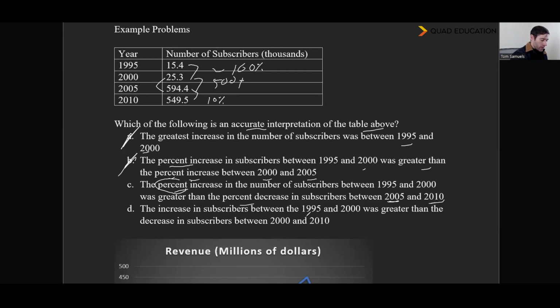The increase in subscribers between 95 and 2000 was greater than the decrease in subscribers between 2000 and 2010. With this one, we have an increase of around 10,000, and then here we have a decrease of around 50. So that's back to asking for the numbers, not the percentages, so that's going to be incorrect. For this one, there's a lot of really convoluted language that you have to be very careful about. That's the kind of hard graph question that you'll see on this test, where the math isn't really that bad because it's not a math question, but you have to be very specific about the wording in order to get it correct.